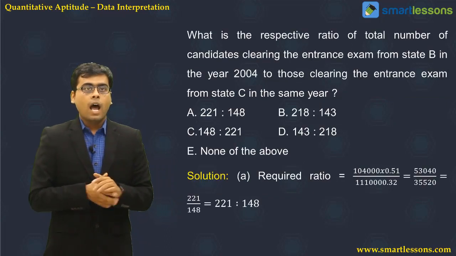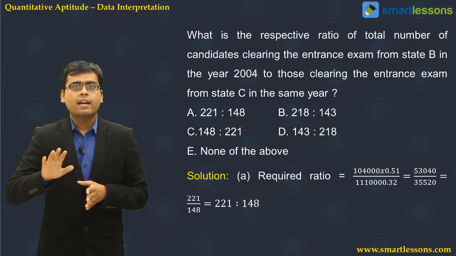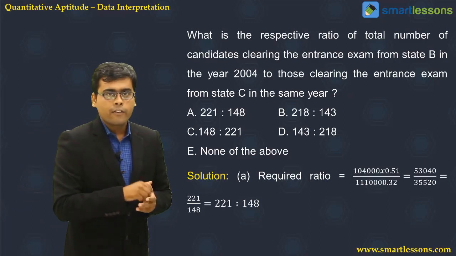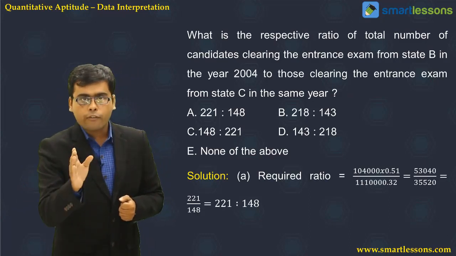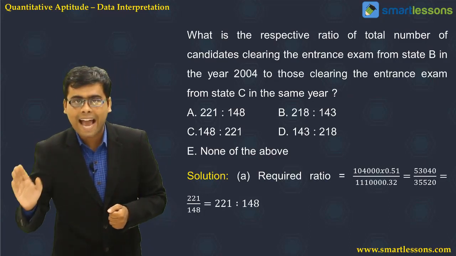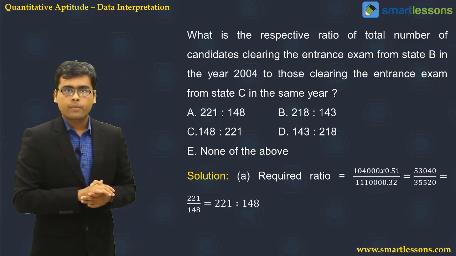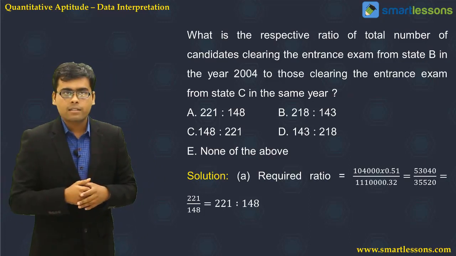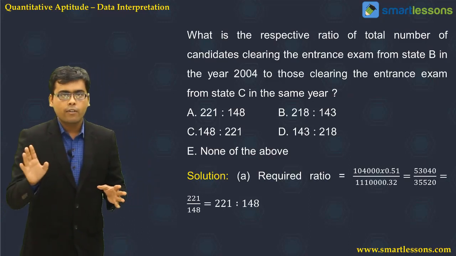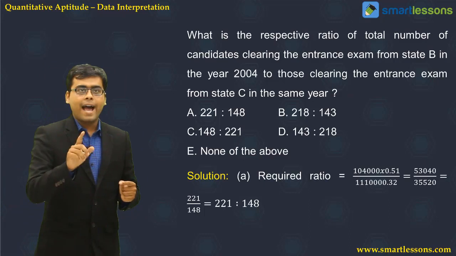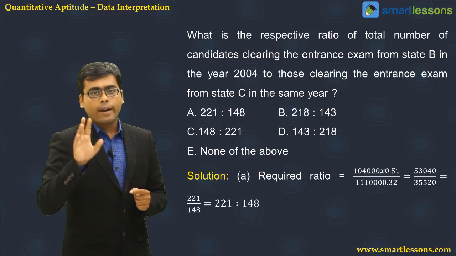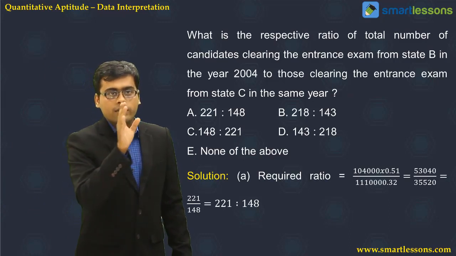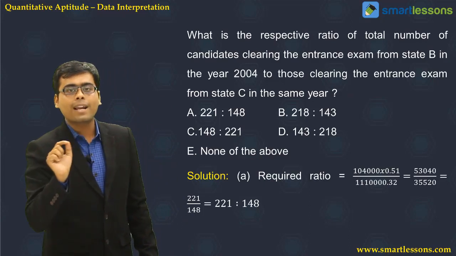So let us see. How many candidates are qualifying the entrance exam from state B in the year 2004? 51% of 1.04 lakhs of candidates. You can see in the table. So what is 51% of 1.04 lakhs? That is 53,040. Right. And the number of candidates qualifying the exam from state C in 2004 is 32% of 1.11 lakh.